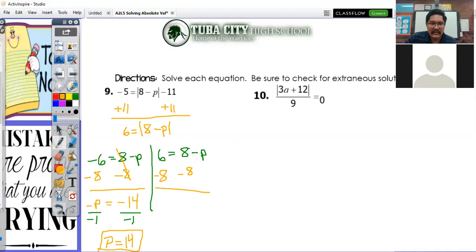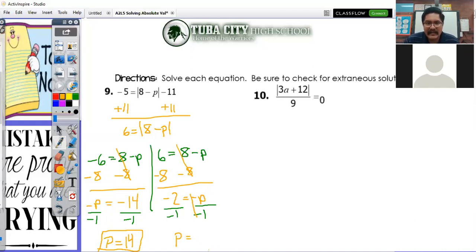-8 on both sides. Okay, and that cancels 8 here. 6 minus 8 is going to be -2 equals negative p. Now with these, you can also just flip both signs. That is literally what you're going to do. And I'm also going to use reflexive property here, so the negative cancels out. So I always want the variables to go first.